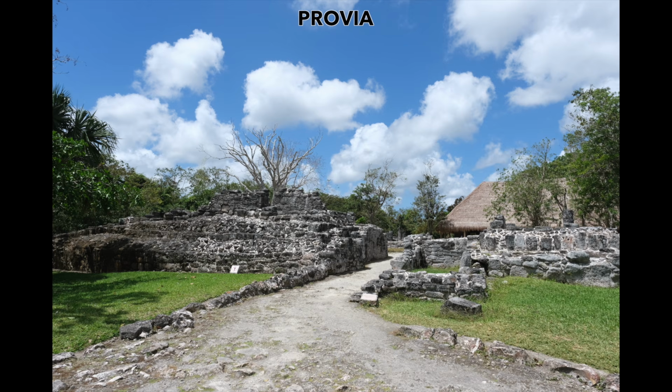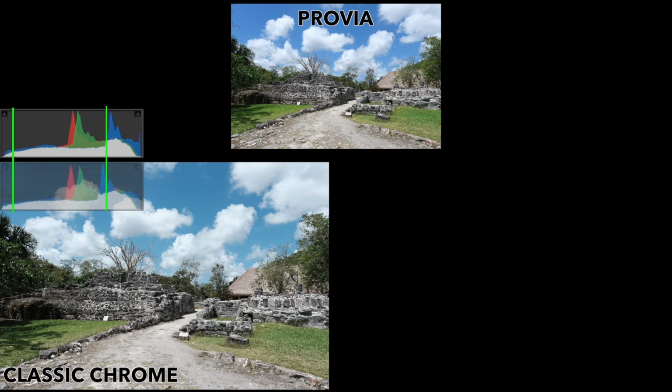These ruins in Cozumel, we have that nice blue sky, that saturated green grass, the contrast that gives this photo that three-dimensional feeling. If we go to Classic Chrome, we lose some of those colors. The sky and the grass aren't quite as brilliant, but at least this maintains that contrast because Classic Chrome has strong contrast. If you look at the histogram between Provia and Classic Chrome, it's more or less the same. Classic Chrome has deeper shadows.